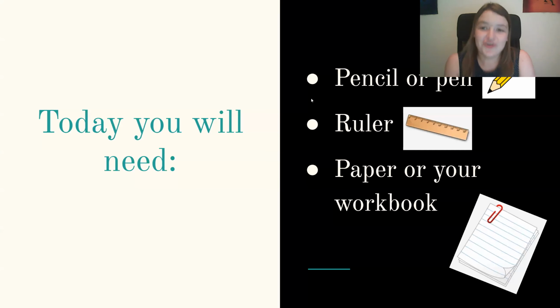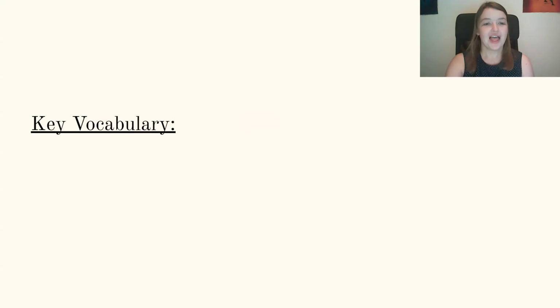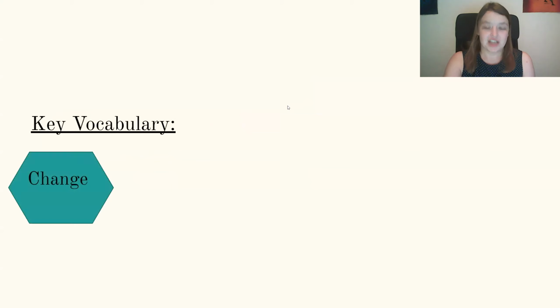Today, you are going to need a pencil or pen, a ruler, and a piece of paper, or your workbook if you've been asked to work in it. Remember, you can pause the video now if you need to go and get any of these things. Great, let's get started. Today's key vocabulary that we will be using is change.